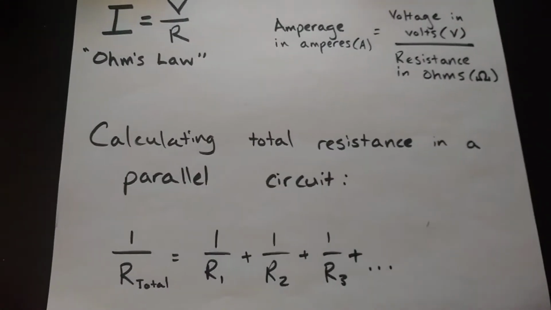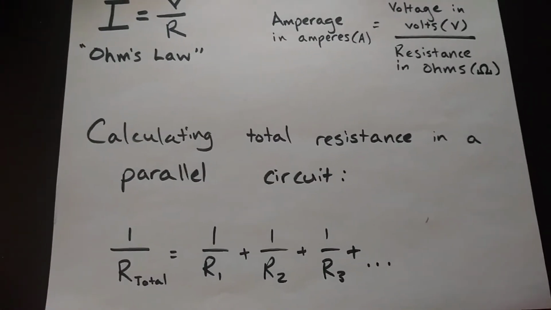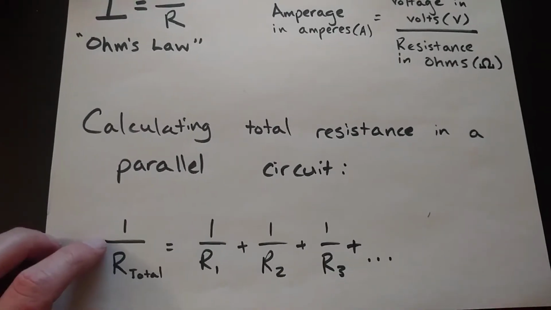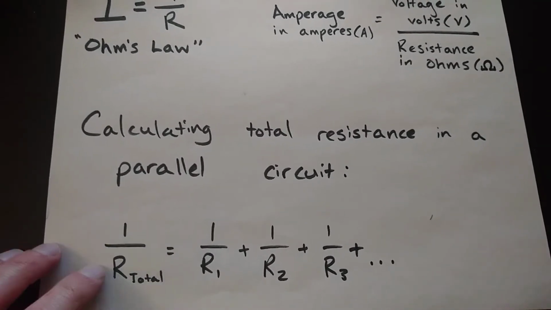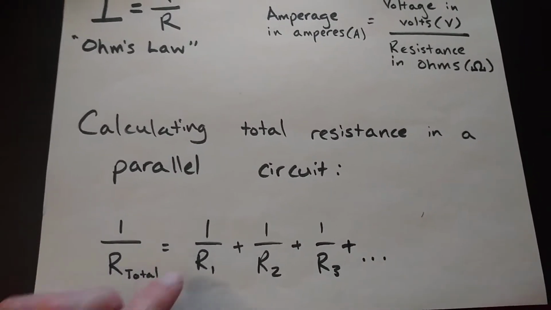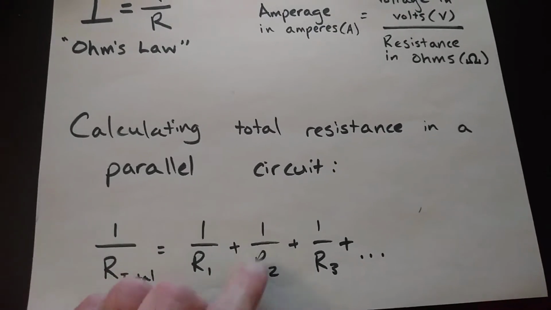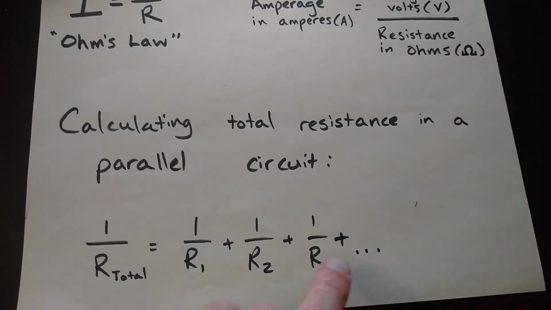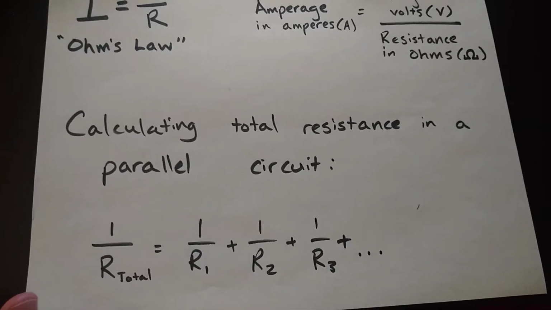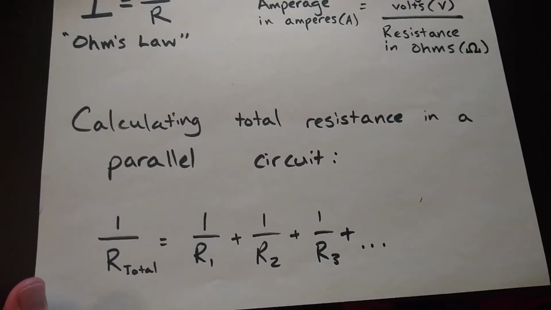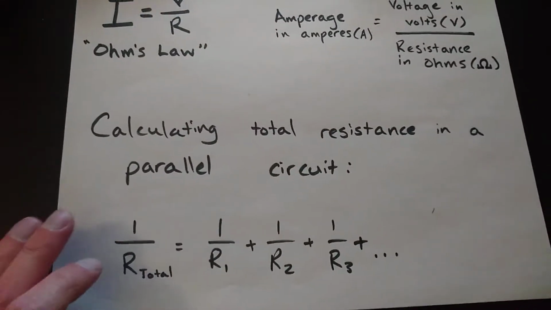To calculate total resistance in a parallel circuit, which we'll see in a moment, the formula is 1 over the total resistance is equal to 1 over R1 plus 1 over R2 plus 1 over R3, and so on and so forth for however many resistors in parallel you have. Let's look at what that's going to look like.